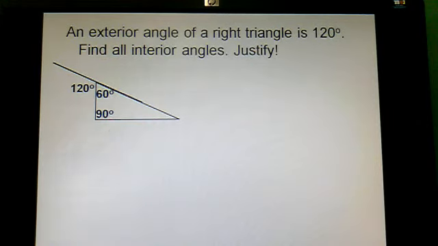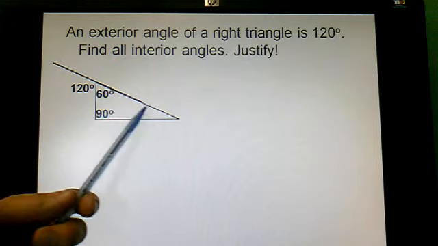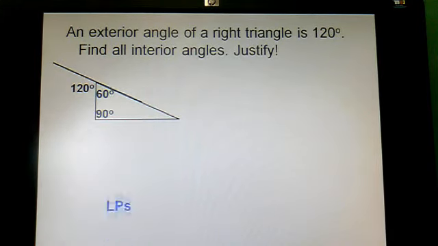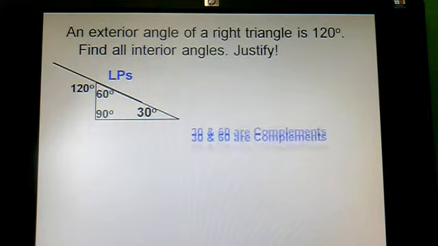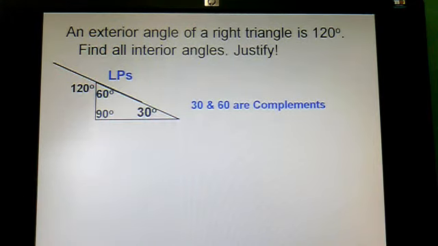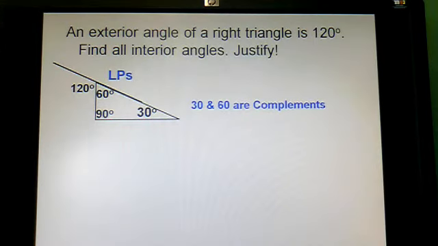And it makes it really easy to find this last one. You could do triangle sum theorem. You could say, well, if this is 90, these have to be complements. So if that's 60, that has to be 30. Either way, the numbers probably make pretty good sense. These are linear pairs, and these have to be complementary. Or you could use the triangle sum theorem here in terms of your justification. So, hopefully an easy one.